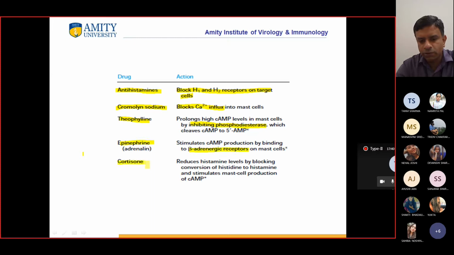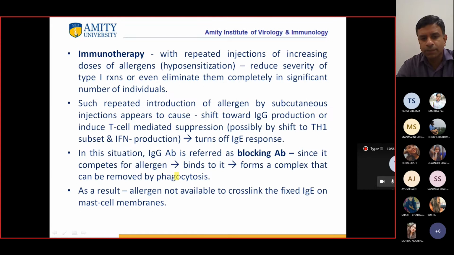Okay, and then we have cortisone, which reduces histamine level by blocking conversion of histidine to histamine. So these are some of the drugs which are used for type 1 hypersensitivity reaction. And a recent approach is immunotherapy. We have already talked about immunotherapy, if you remember, when we talked about monoclonal antibodies, right?